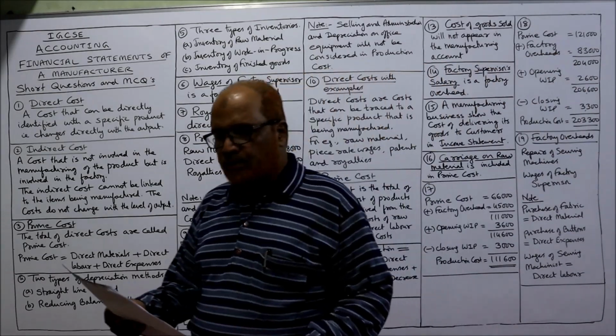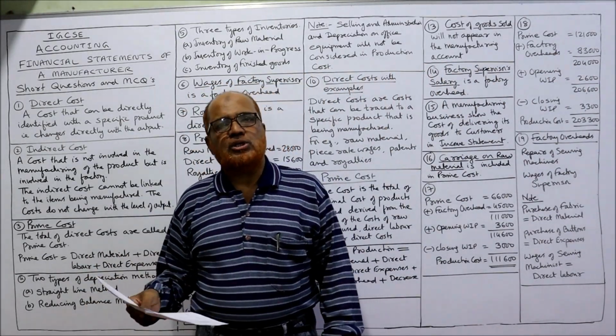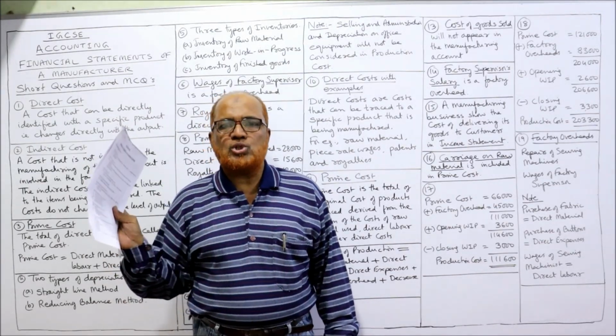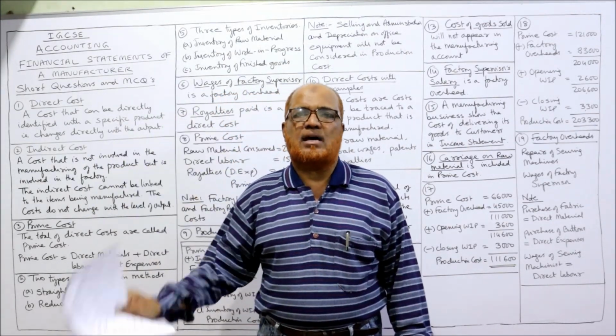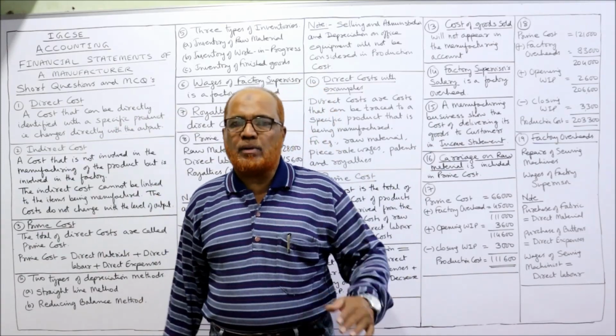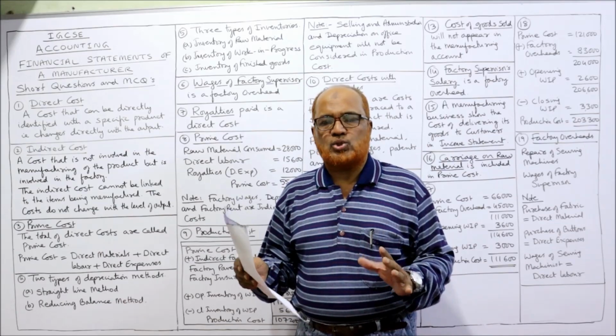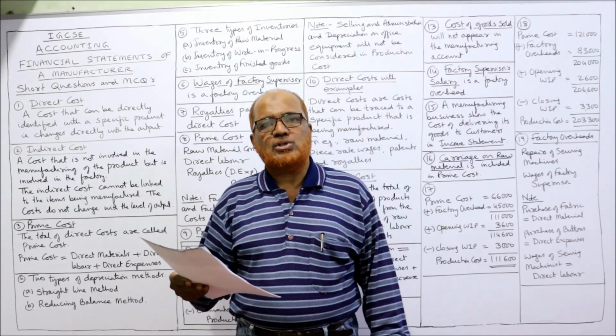Now, see the first question. The first question is a theory question, a small, short question. What is a direct cost? These questions are frequently asked in examinations. I have taken these questions from the past papers, so give more concentration on these questions. Now, first, what is a direct cost?